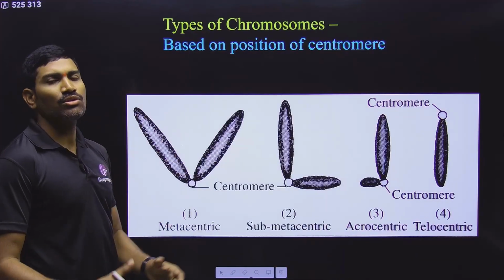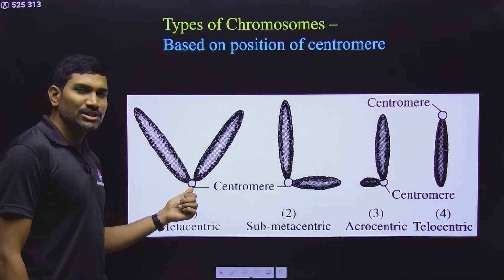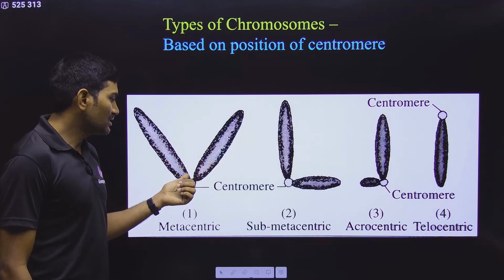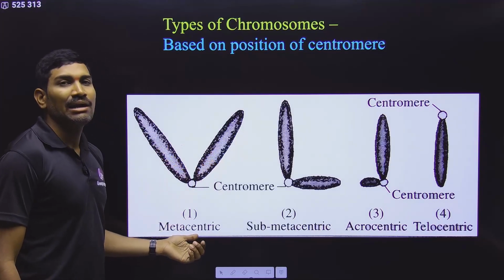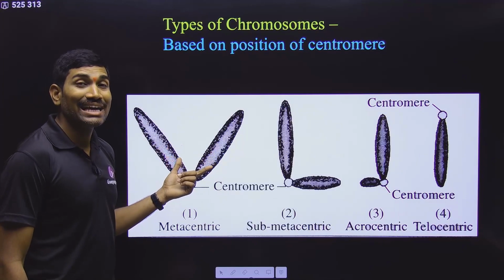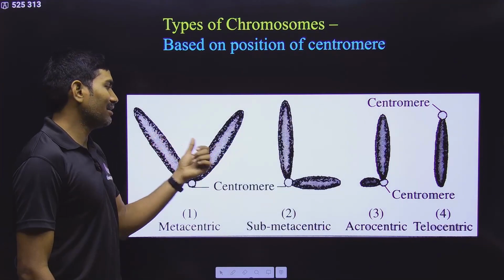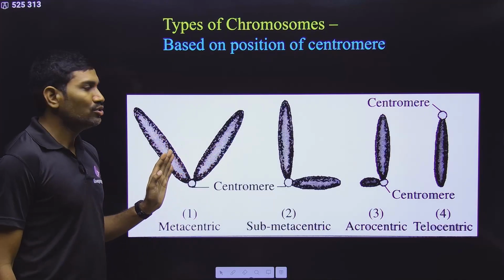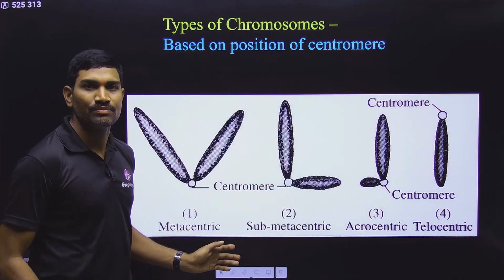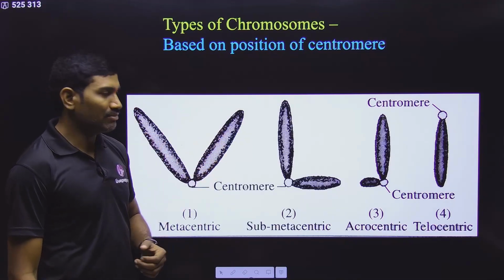Next one, types of chromosomes based on position of centromere. If the centromere is present at the center of the chromosome, two equal arms will be produced. Since it is present at the center, it is called a metacentric chromosome, and it is also called an isobrachial chromosome. Iso means equal, brachial means arms. Isobrachial, equal arms chromosome. So which of the following is the isobrachial chromosome? It is the metacentric chromosome. Clear? And during anaphase, what is the shape that we are observing? V shape we can observe here.